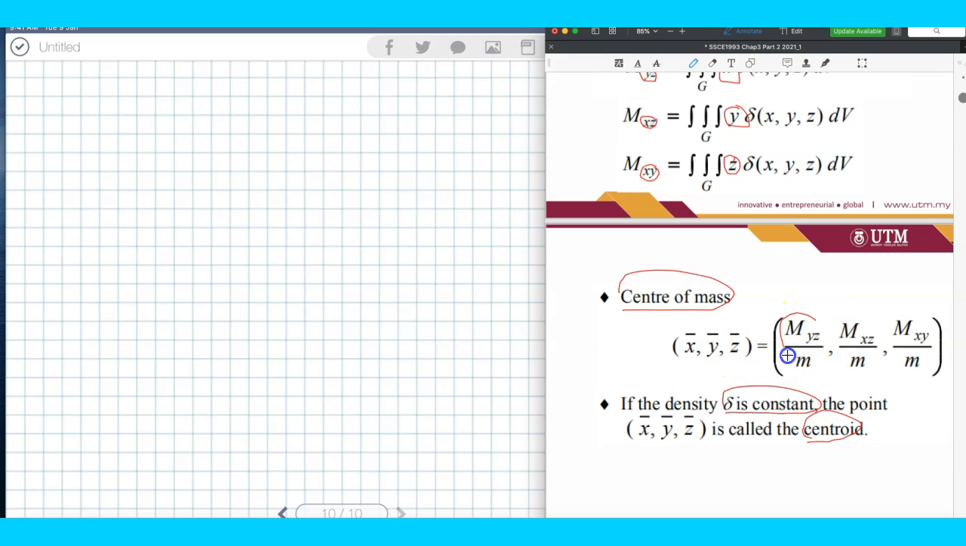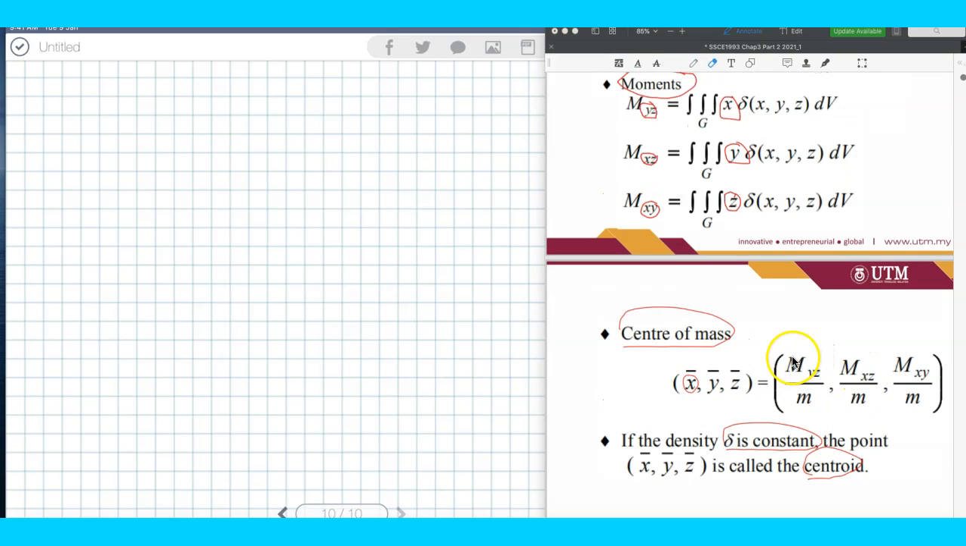You have to find x bar, y bar, and z bar. For x bar, you have to use the moment of mass with respect to yz. How can you know that? Because you want x, so you have to use the moment where there is no x. That's why we choose yz. That is the way to memorize the formula. For y bar, you have to use the moment of mass with respect to the xz plane, and for z bar, you have to use xy.